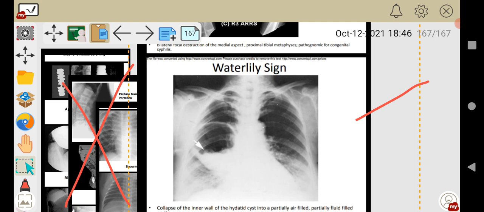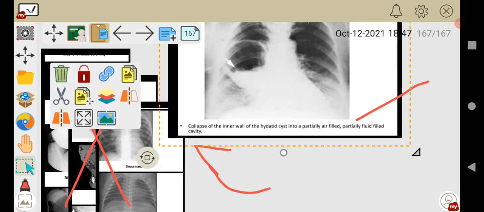See, now water lily sign. Okay, this is your water lily sign seen in hydatid cyst.